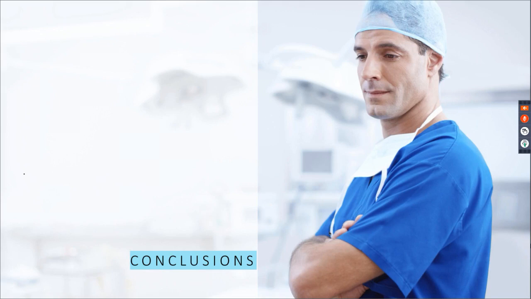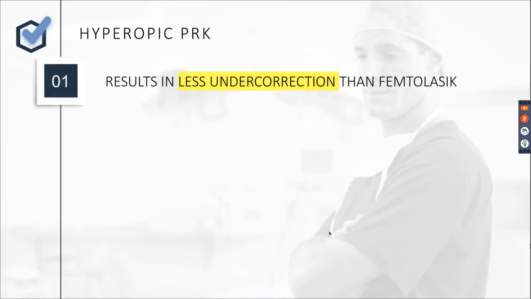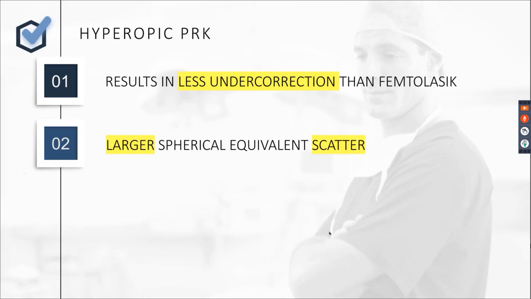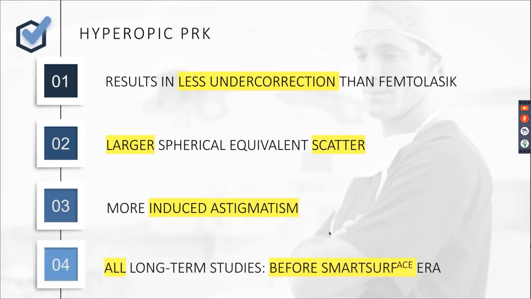So as a conclusion from what we saw, this journey of all our colleagues and our own journey in our center, there are a few guidelines we're going to review. First, the results of hyperopic PRK are less under-corrected than femtoLASIK. However, the flip side is that we have larger spherical equivalent scatter and larger induced astigmatism, most likely from keratocyte activity, and the spherical equivalent scatter from optical zone and keratocyte activity.